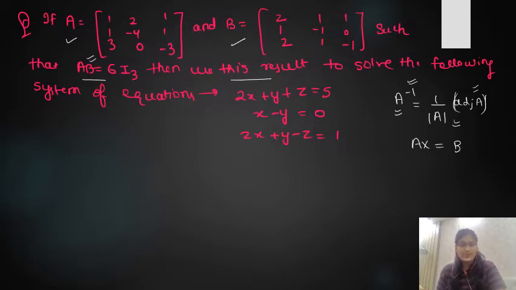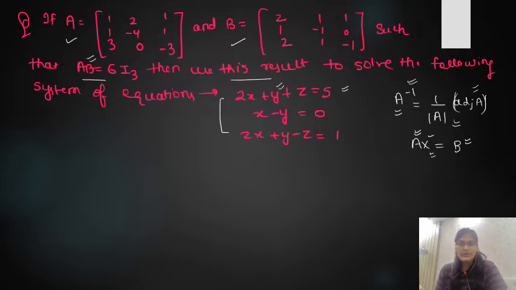AX is equal to B. Here your A is that matrix which is given to you, or which is in the form of equations. X is the column matrix of variables, and B is the matrix of the right hand side, whatever elements are given to you, constant terms, okay? So let's begin how you can solve it.